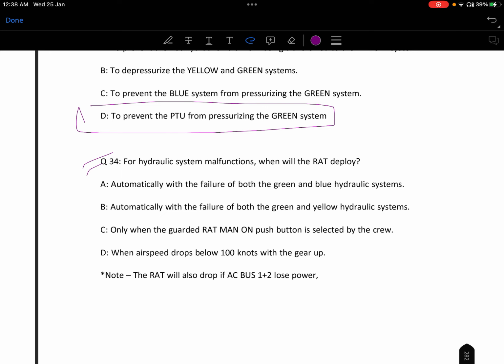For hydraulic, question number next 34. For hydraulic system malfunctions, when will the RAT deploy? So RAT will deploy automatically when bus 1 and bus 2 lose power, right? Keep it in mind. Hydraulic system malfunctions, when the RAT deploys automatically, the failure of both green and blue, no. Automatically with the failure of both green and yellow, yes, it seems correct, but just a second. No, no, no, automatically with the failure, no. Only when the guarded RAT MAN ON push button is selected by the crew.